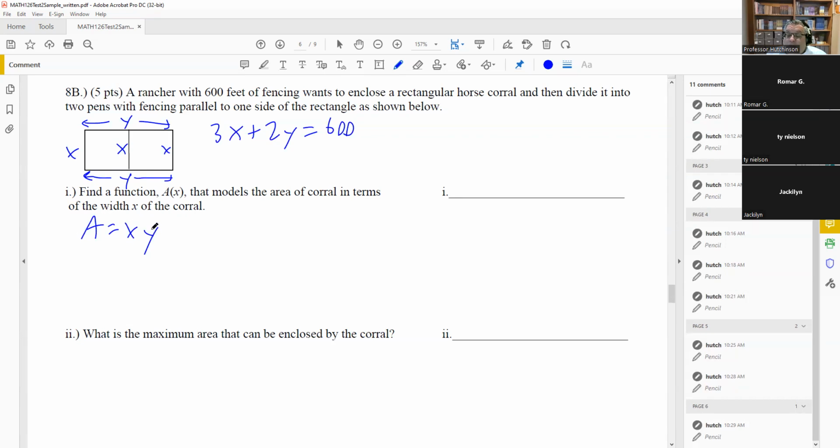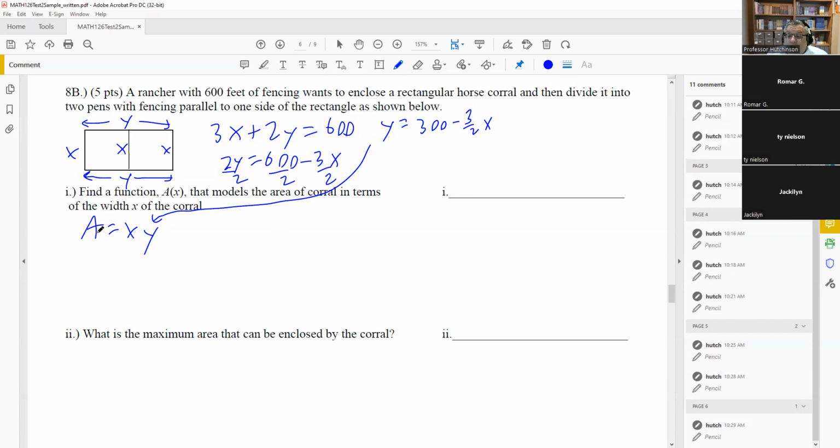area equals A times X. I want to substitute either X or Y, it doesn't matter, but I'll solve for Y and plug it in there. So for this, I get 2Y equals 600 minus 3X. And if I divide everything by 2, then I get Y is equal to 300 minus 3/2 X. Now this Y is the one I'm going to put down below into here. So I'm going to take all this and put it into the Y down below.